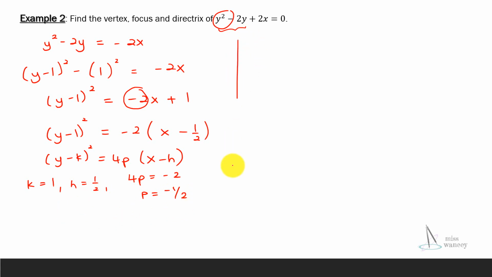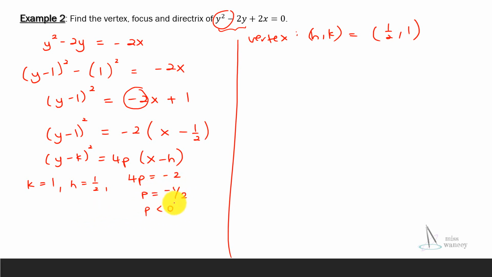Therefore, the vertex will be h and k. Therefore, the vertex will be 1/2 and 1. Okay, so now based on the p, I know that p is less than 0. So if we have a y squared, it should either be open to the right or open to the left hand side. Since p is negative, I know this one should be open to the left.